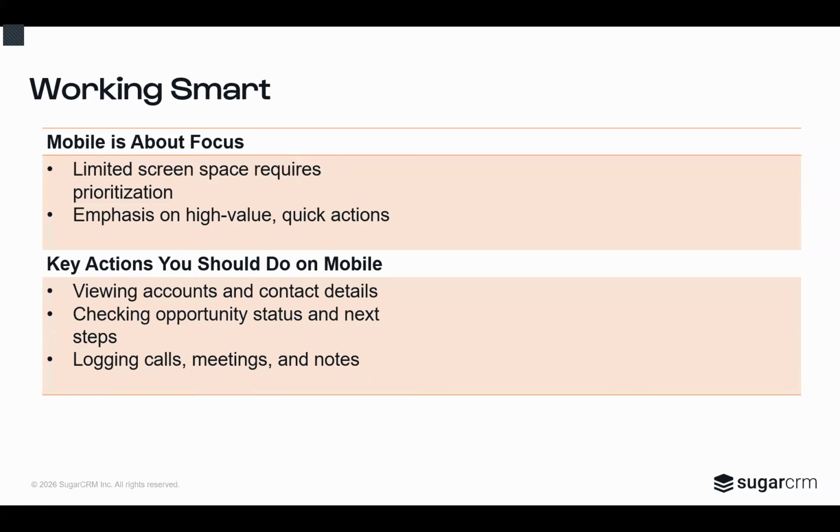It's going to have key actions that you should do in mobile. First, you should be able to view the contacts and accounts. Check on those opportunity statuses, right? Update that next step field. That's important stuff, right? I had this call with this person. I went and met with this person. Whatever happened, right? Even if it was just an email, you're going to update next steps every time.